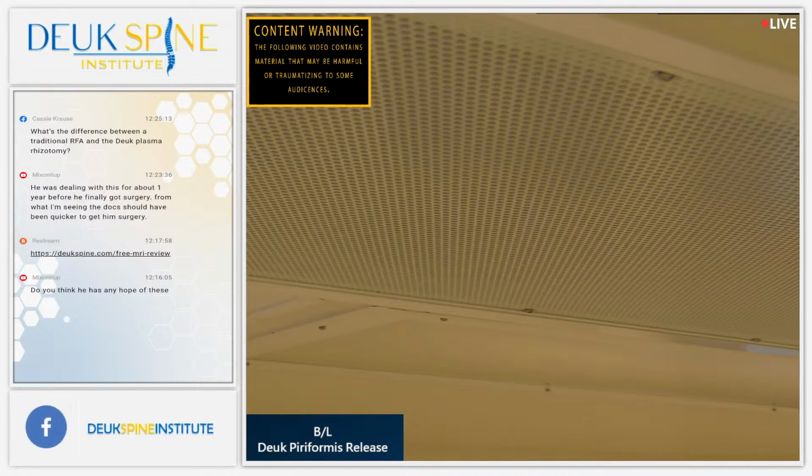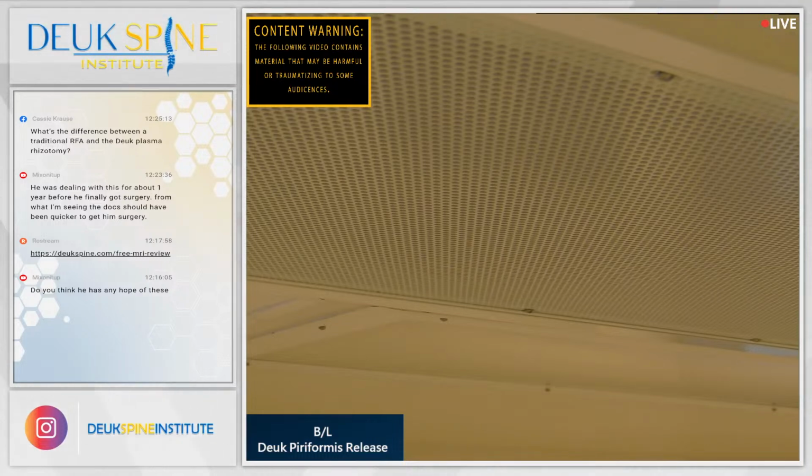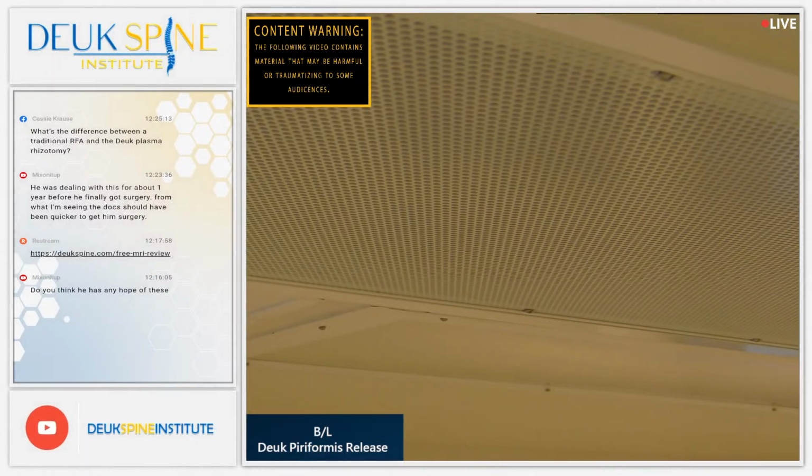That's a great question. The traditional RFA puts a skinny little needle in one spot and leaves it there and prays and hopes that it burns the pain nerve and destroys the pain nerve, but it never works. The Deuk plasma rhizotomy, we use a wand to go around and we make sure we cut the pain nerve and destroy the pain nerve completely. It's just a much better procedure. It's the only way to be sure you're cutting and killing the pain nerves, and it's permanent, whereas rhizotomy is temporary at best.